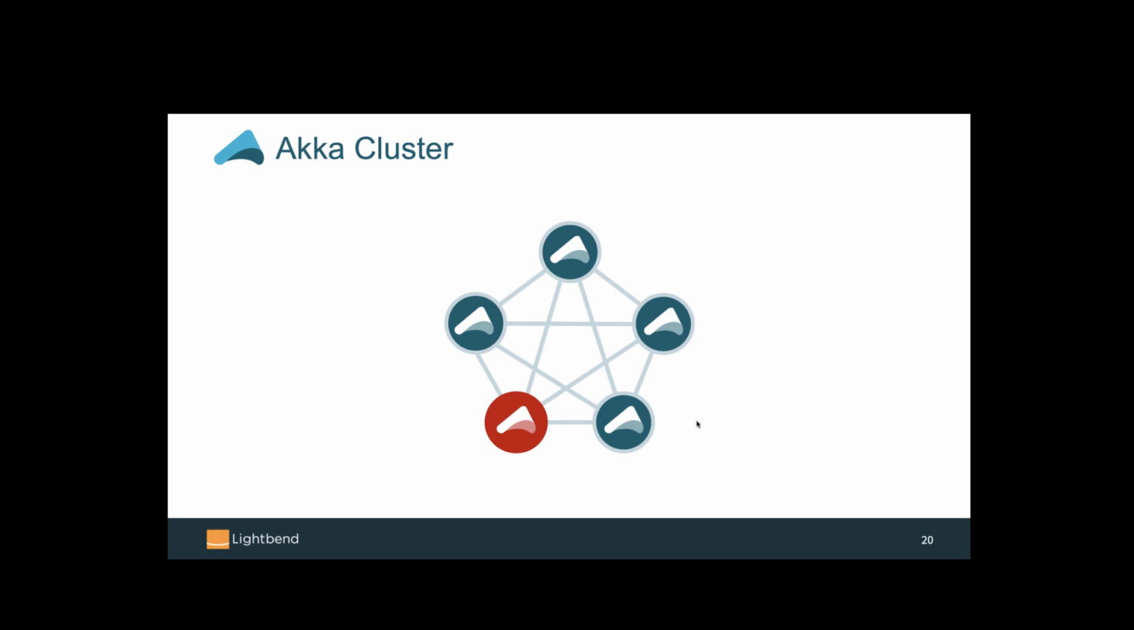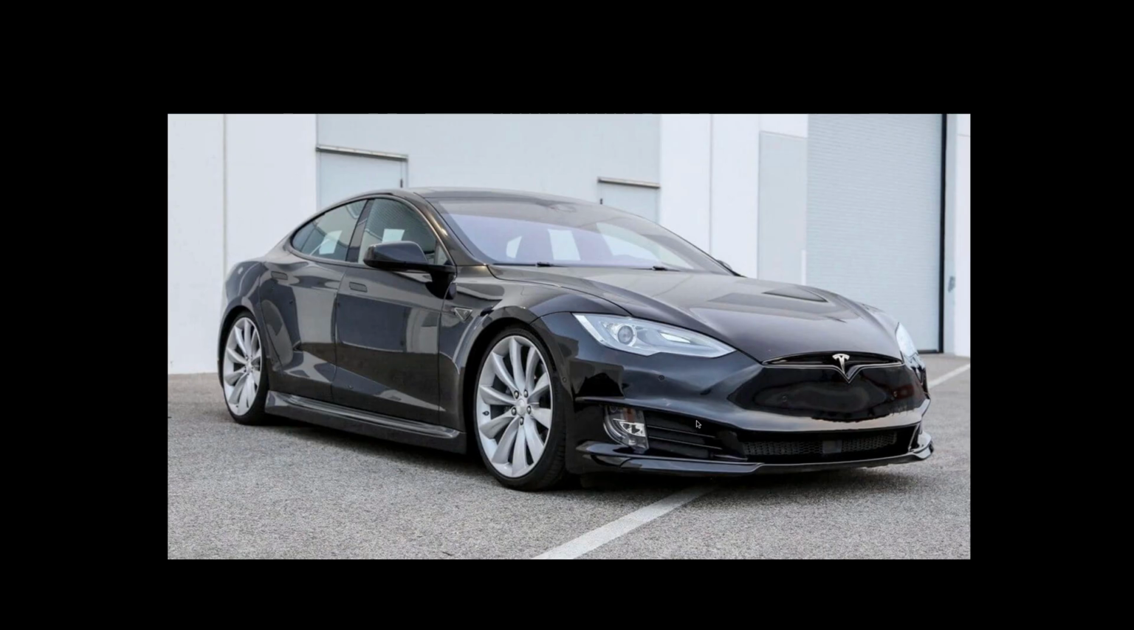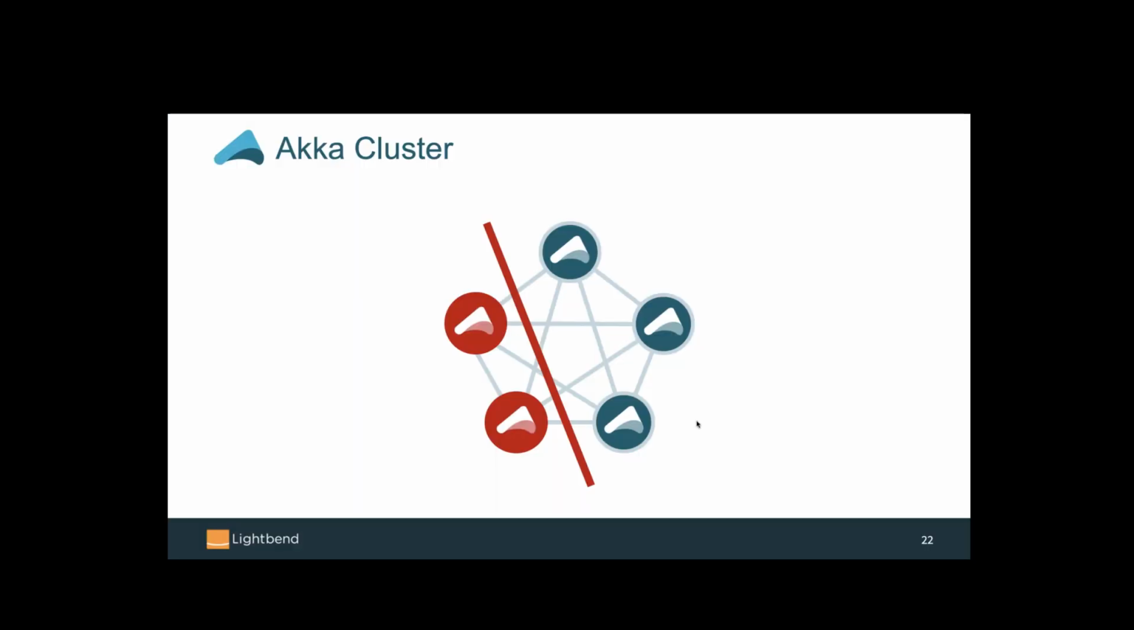So if there's data cached on that node, if there are streams running on that node, Akka clustering is aware of that and is able to gracefully down those nodes. And Teslas just have really good brakes in general, but they also have some really cool self-driving features that will slow them down in the case of critical failure. And that's also comparable to some sort of split brain problem.